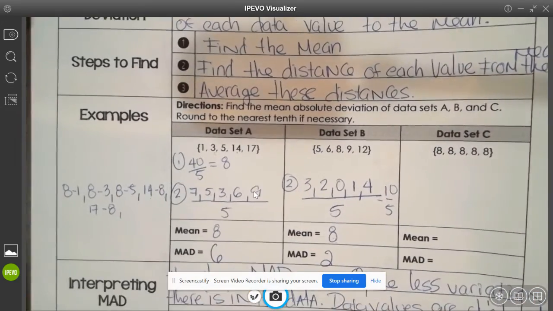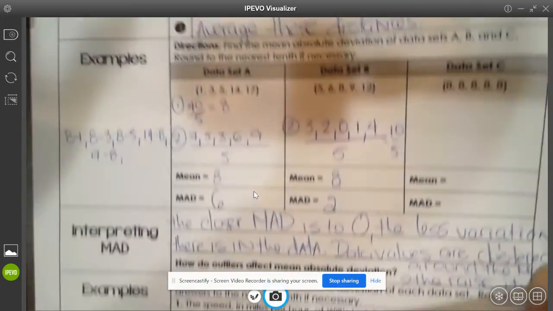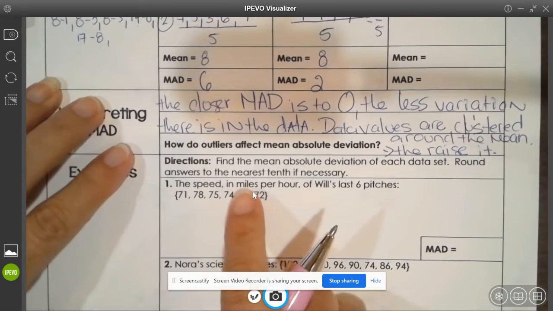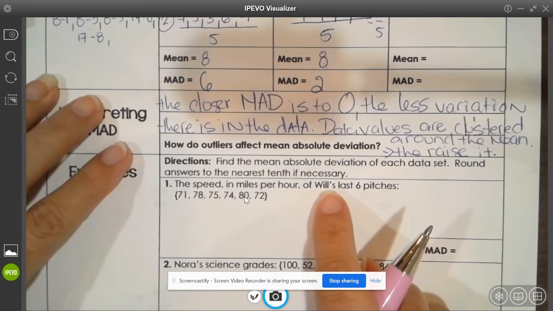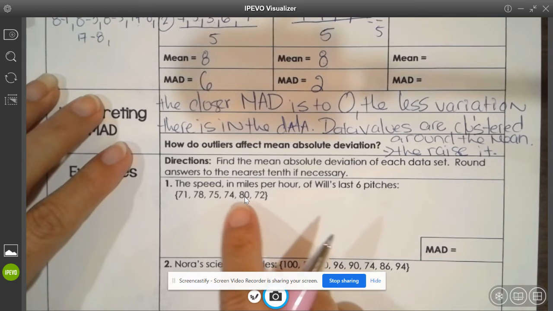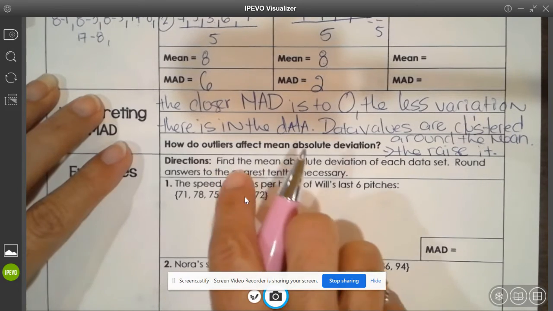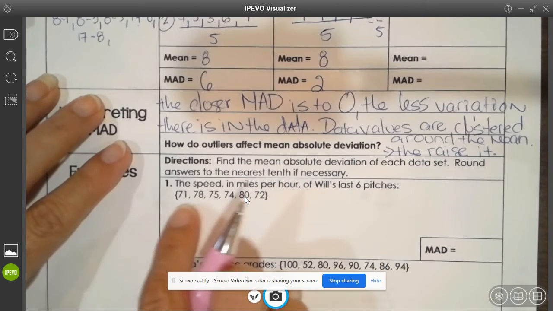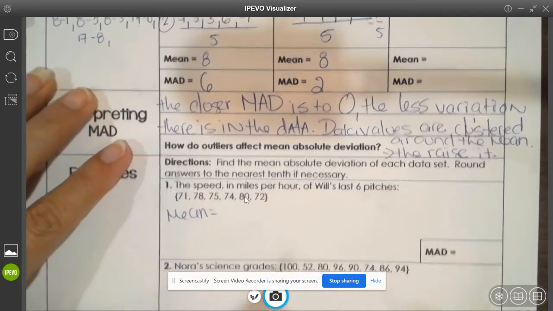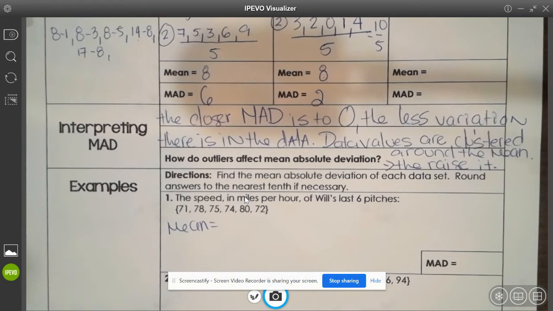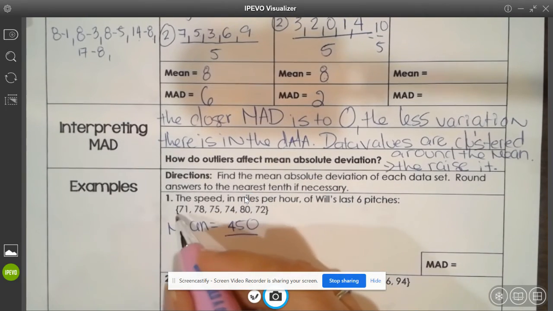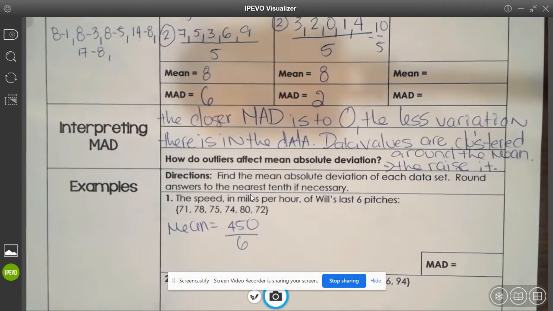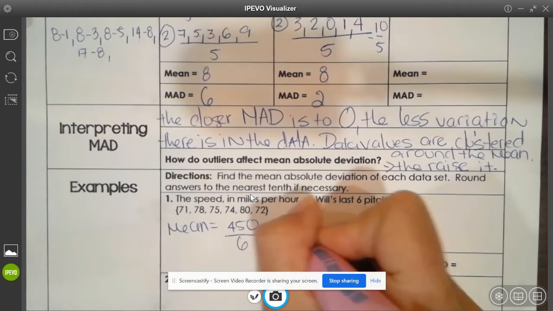Okay. So you're going to see some examples like this, and then you're going to see some examples in context. It says the speed in miles per hour of Will's last 6 pitches are 71, 78, 75, 74, 80, 72. Find the mean absolute deviation of each data set. Round answers to the nearest tenth if necessary, so that means the first decimal point. First, we're going to find the mean. We add them all: 71 plus 78 plus 75 plus 74 plus 80 plus 72. That's 450, divided by 6 values, and I get 75. So that is my mean.